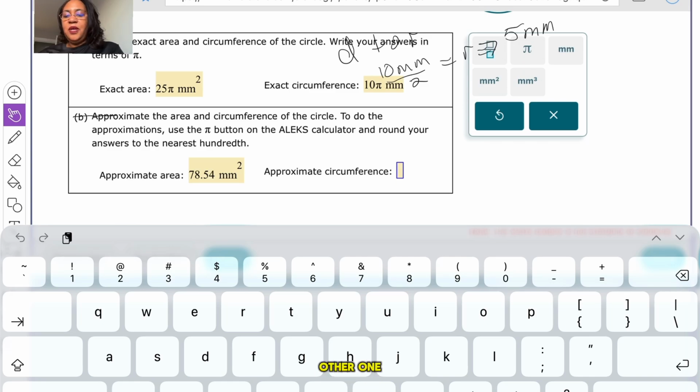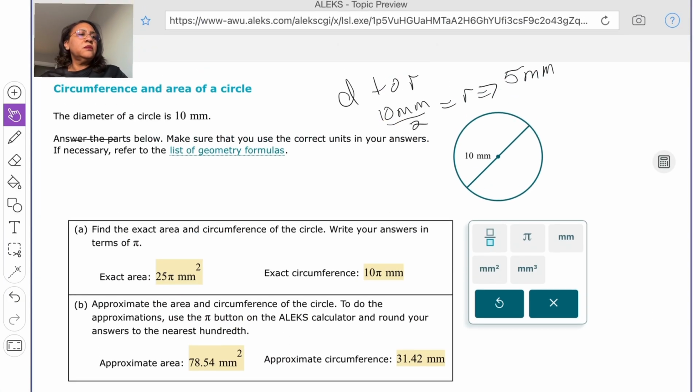And then the other one is just 10 times 3.14, or we're not going to say that. Don't do that, because we're not accounting for the decimal. So this will be 31.42. So 31.42. And that would be millimeters. It better be right.